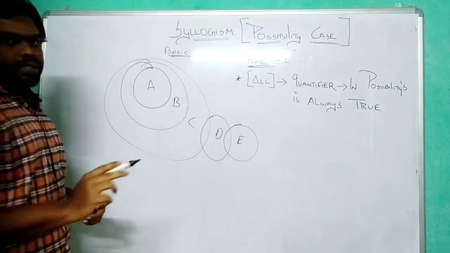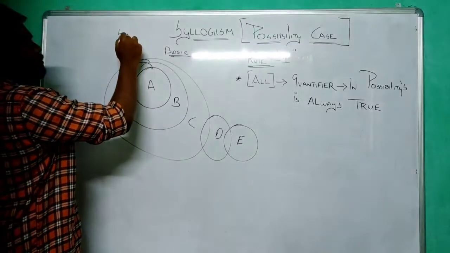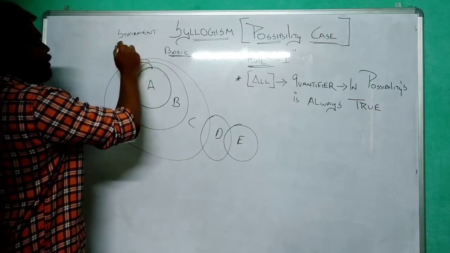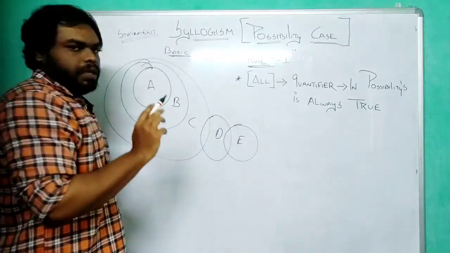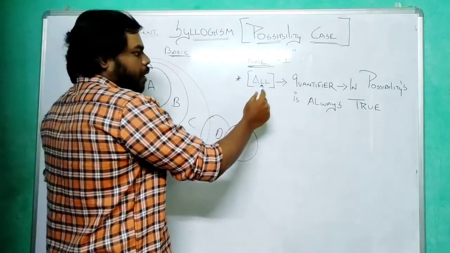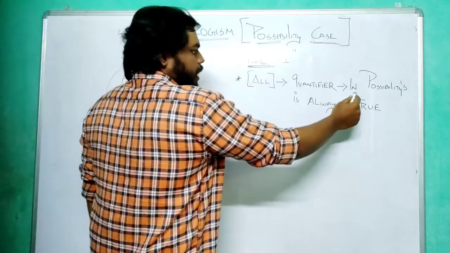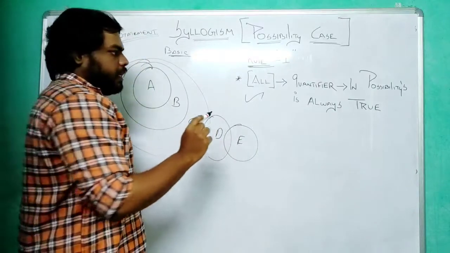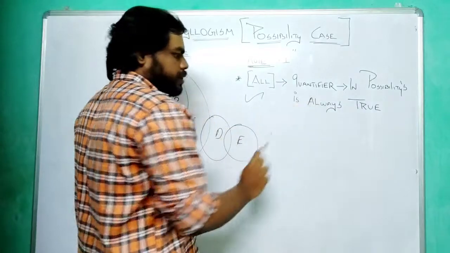So I can always say that if this is the statement, then the first rule will always and always be true. I'll explain. If you see in the conclusions, all A's are B's. What I have written is: all quantifiers in the possibility case are always true, right? Can you understand? All quantifiers in the possibility case are always true.